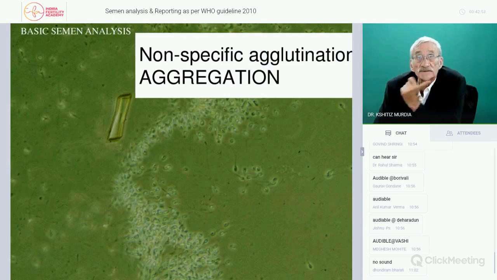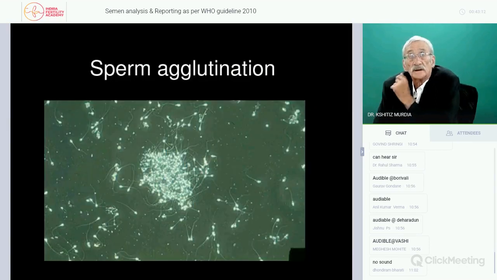This is non-specific agglutination. Usually these are all dead sperm that are moved together in a clump by the ones that move. So if you check these sperm, they are all immotile and usually dead. Agglutination is a specific action of sperm, like head-to-head agglutination, or clumping like this.